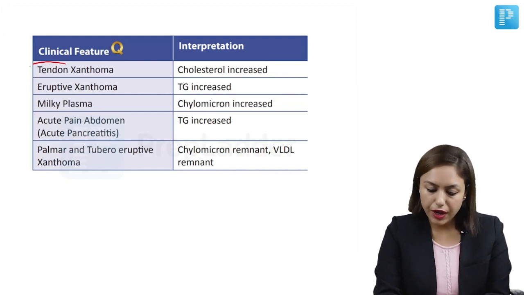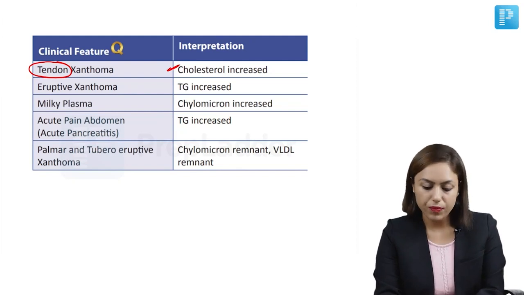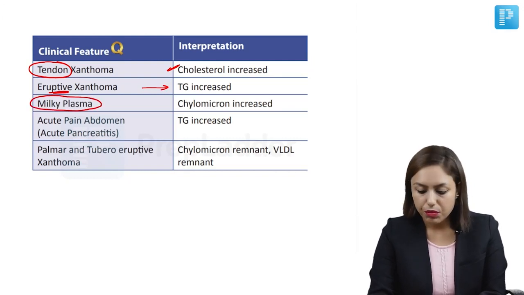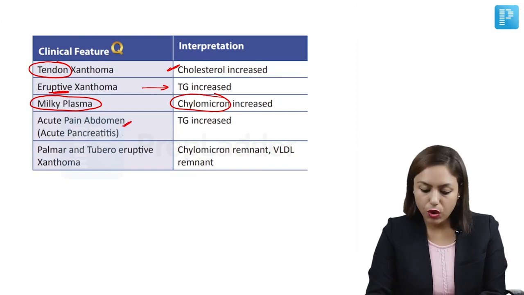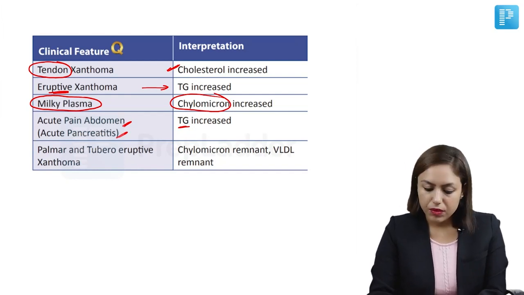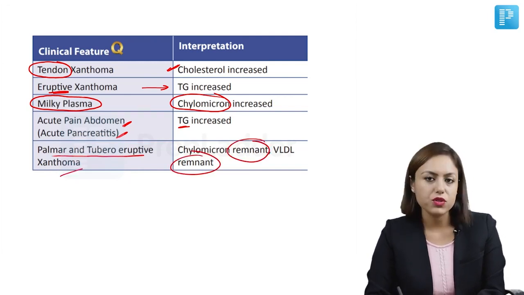So see here, if tendon xanthoma is given in the question, it means cholesterol is increased. Okay. If eruptive xanthoma is written, it means triglyceride is increased. If milky plasma is written in the question, it means chylomicron is increased. Okay. Then acute pain abdomen or acute pancreatitis mentioned in the question means triglyceride is increased, because hypertriglyceridemia is the most predisposing factor to acute pancreatitis, right? Then palmar and tuberoeruptive xanthoma means remnants are increased, right?